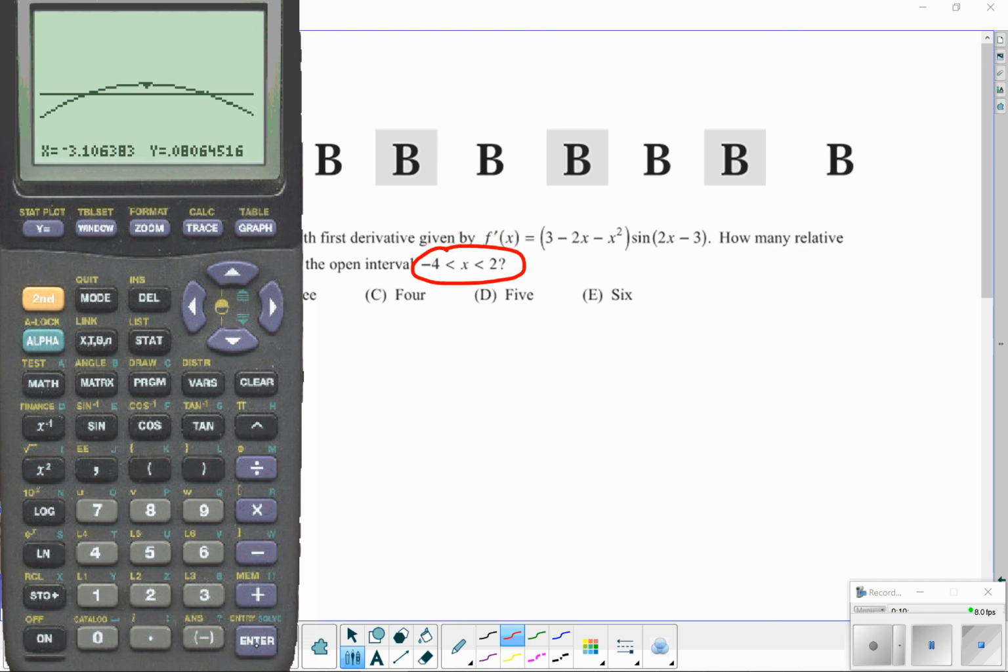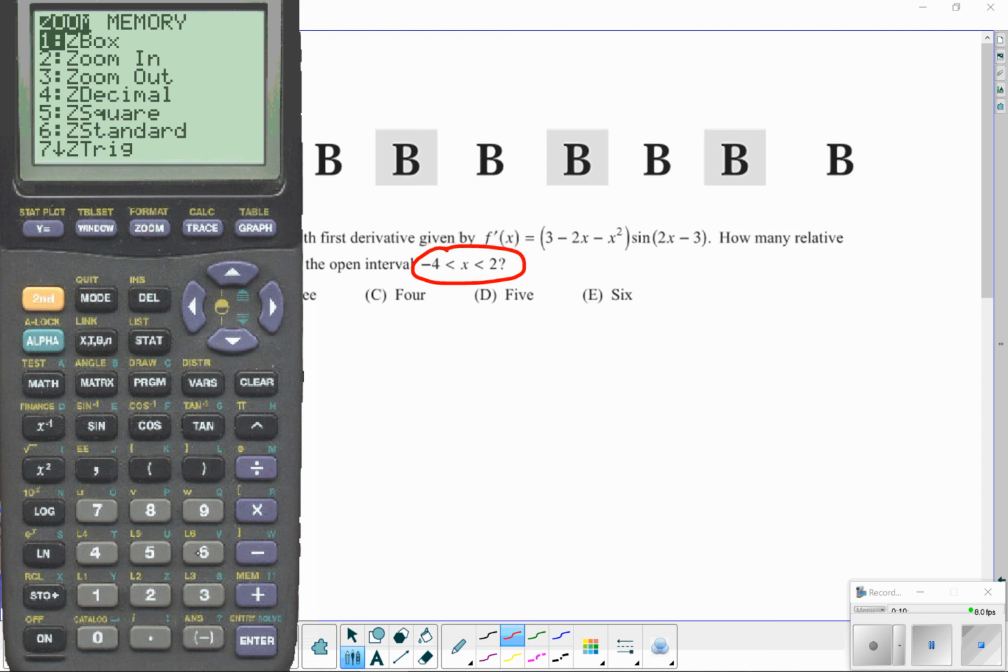Just because they cross it doesn't mean that they're relative extremas, but they have to change from positive to negative or negative to positive. And in this case, it changes. It goes from negative down below here to positive above, and then it goes from positive above to negative. So it all changes sign. So I'm going to go ahead and resume that.